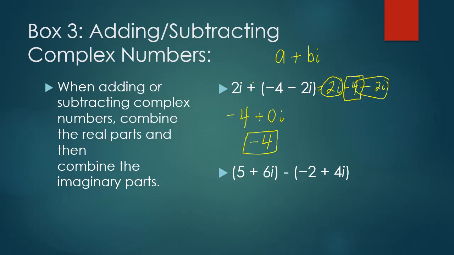How do you feel about it so far? All right, so let's look at the next one. In example 2, this time it's not addition, there's actual subtraction on the outside. So before I can do anything, I have to distribute that negative. When I distribute that negative, I have 5 plus 6i plus 2 minus 4i.